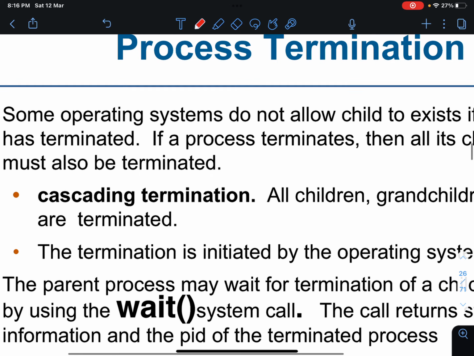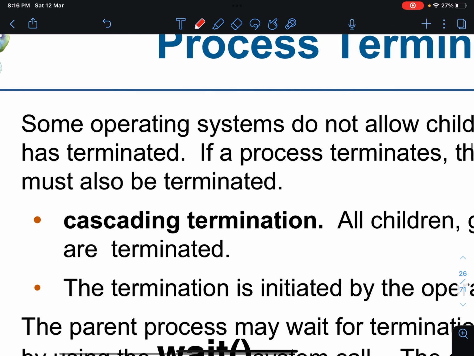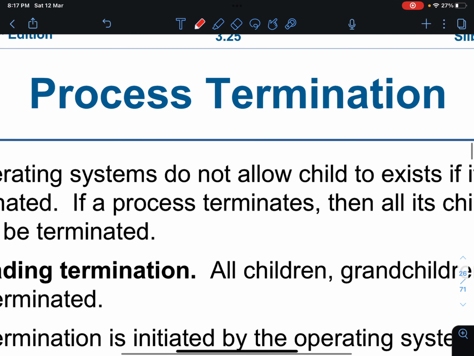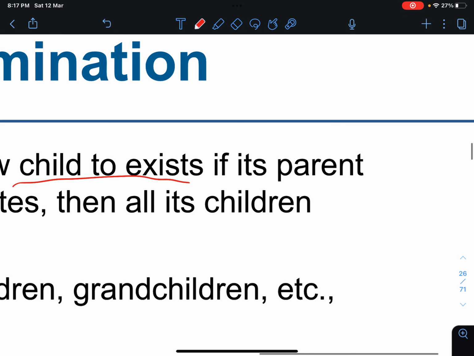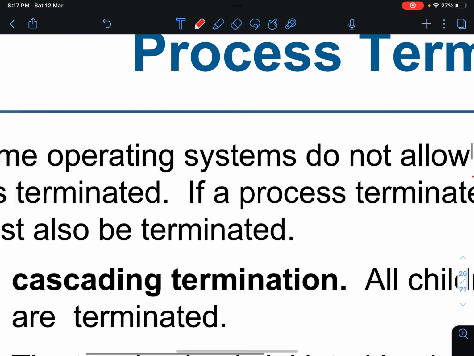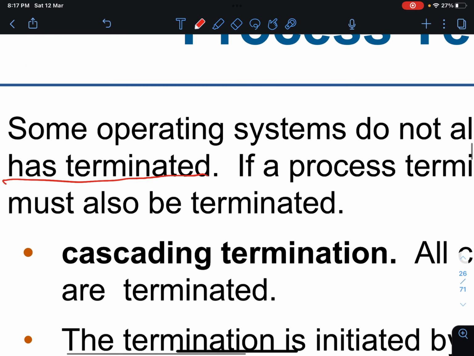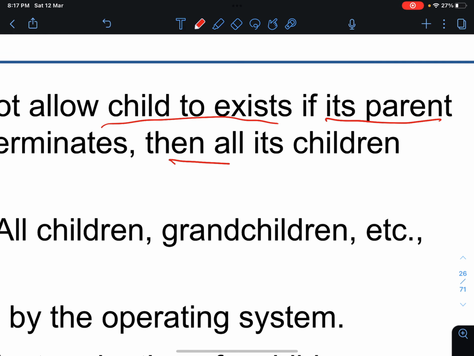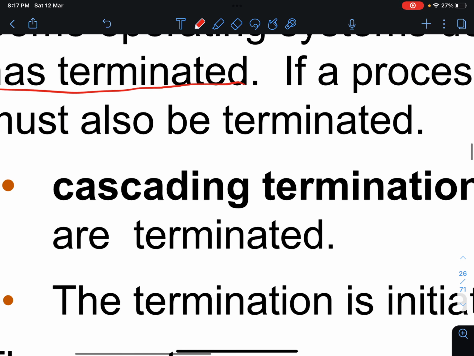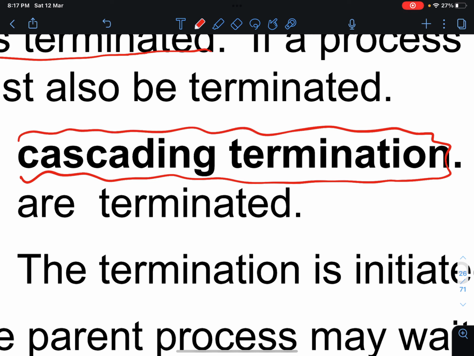So now here, some operating systems do not allow a child to exist if its parent has terminated, as I mentioned before. So how does this work? If the process terminates, then all its children, okay, must also terminate. That's what we call cascaded termination, okay? I call it the domino effect.